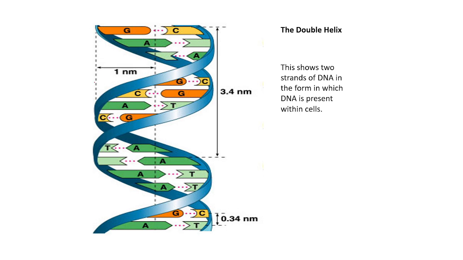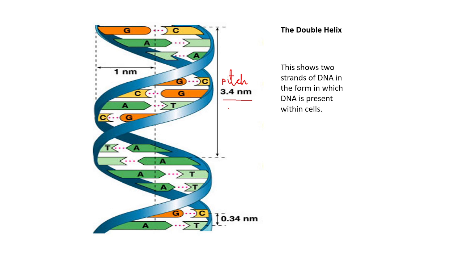You can see that the difference between these two is 1 nanometer, and the difference between the pitch... So the pitch of a DNA is 3.4 nanometer. Okay, so we call this the pitch of a DNA. So this is the pitch, and the difference between two nucleotides is 0.34 nanometer.